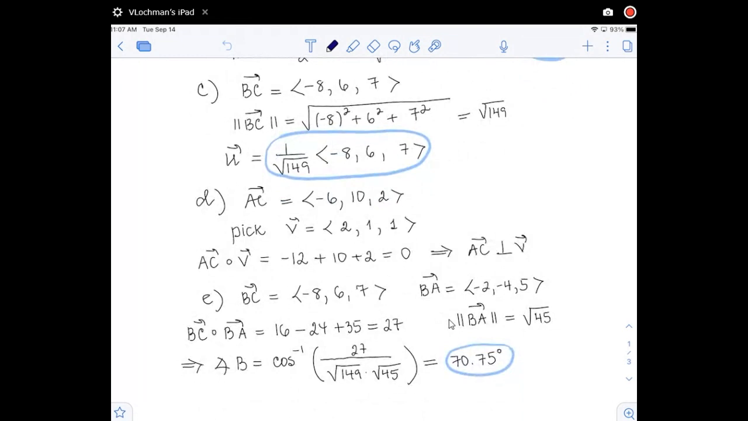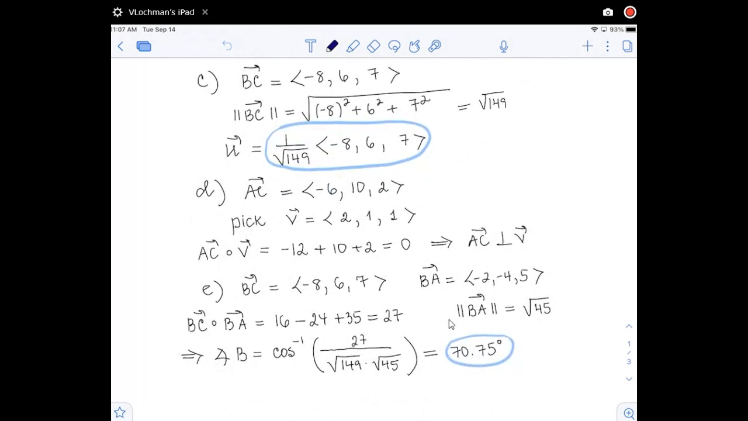For part E, here we were asked to compute the angle B, and some students had the correct steps, but did not compute the correct angle. So vectors BC and BA, those are the vectors that form angle B. So we have to be careful what we choose here. Okay, some people chose AB and AC, but those vectors do not form the angle B, right?